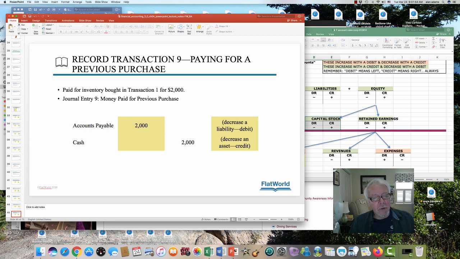Here's where we're paying for the $2,000 worth of inventory that I bought on credit. This is just like the preceding entry, but this time my money's going out instead of coming in. So I eliminate a payable, which happens with debiting a liability, and I credit cash, which is an asset, because I'm writing a check.